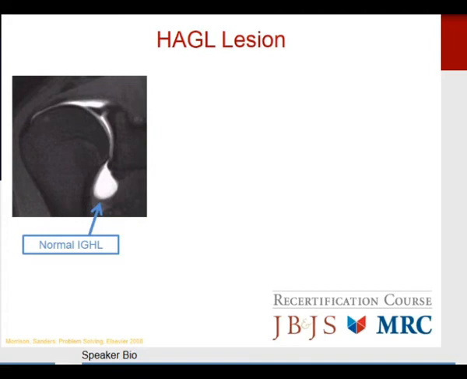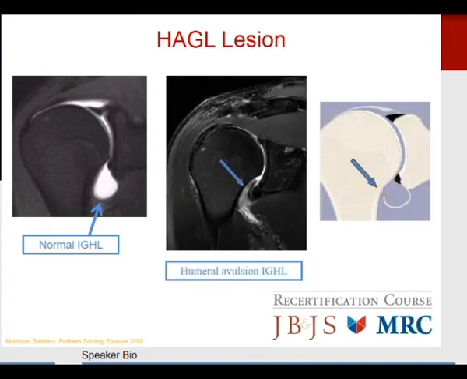Okay, the HAGL lesion is an acronym for humeral avulsion of the glenohumeral ligament. The normal anterior band of the inferior glenohumeral ligament is this thin structure which extends from the inferior aspect of the glenoid over to the humeral neck. Normally it should be a continuous band-like structure.